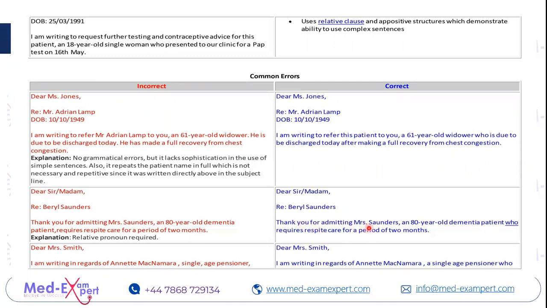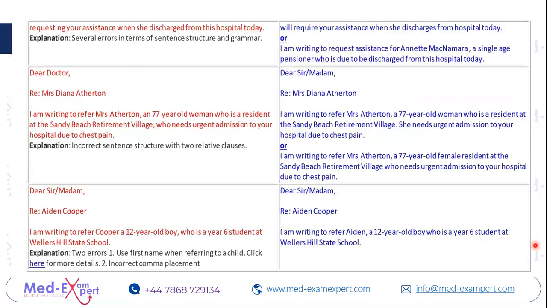Then: "Thank you for admitting Mrs. Saunders, an 80-year-old dementia patient who requires respite care for a period of 2 months." So connecting with who. Who, which, the connecting words are important. Cohesive words are important. Use of however, in addition, besides, along with, although, these kinds of words are important. At least 2 or 3 of these words should be there in your letter.